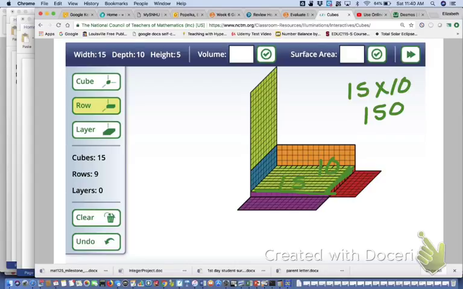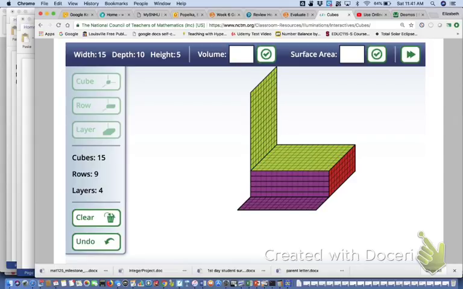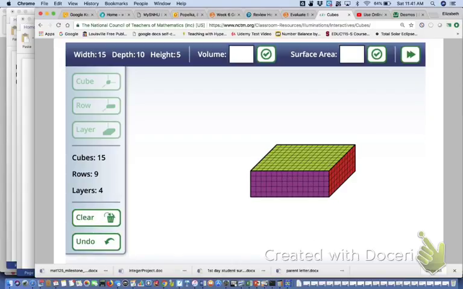Now, of course, that just fills up the bottom layer. We have to actually fill up the entire box. So how many layers do we actually need to put in there? And, of course, we use the height to figure that out. So the height of the box, we know that the box is 5 units high. So I need to put 5 layers total in there. So I put 1 layer already. So 2, 3, 4, and 5 layers of cubes now fills up the box all the way.